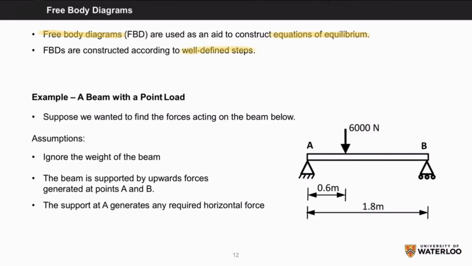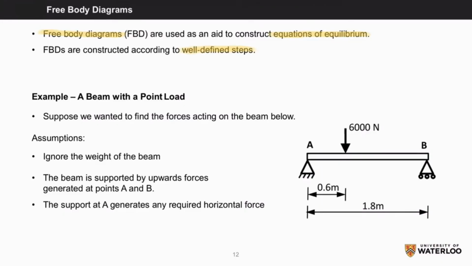This example demonstrates a beam with a point load. Suppose we wanted to find the forces acting on the beam below. For the purpose of our analysis, we will ignore the weight of the beam itself and make a few assumptions. The first assumption is that the beam is sufficiently supported by upwards forces generated at points A and B. And the second assumption is that the support at A generates any horizontal forces that are required to keep the beam at equilibrium.